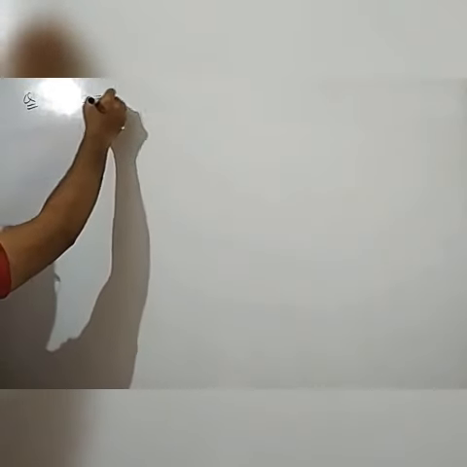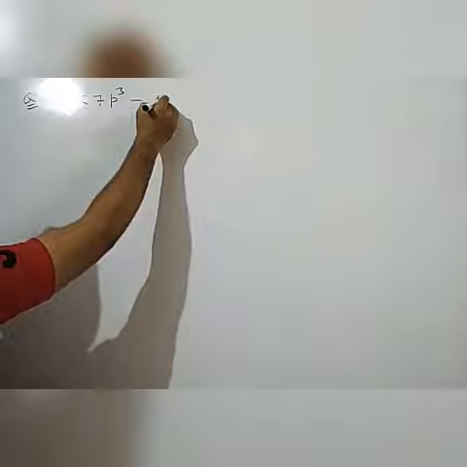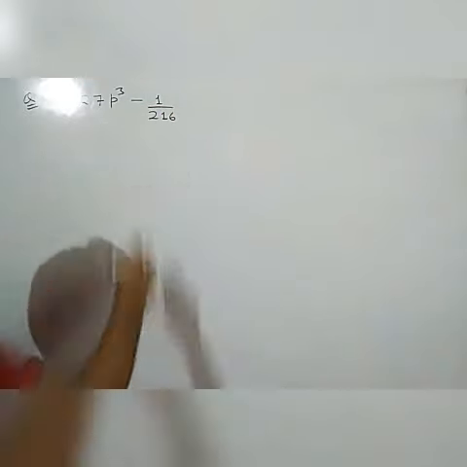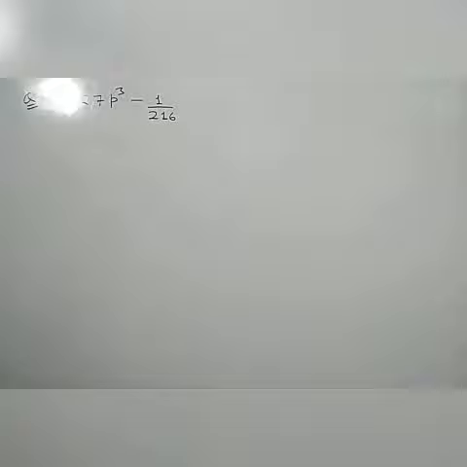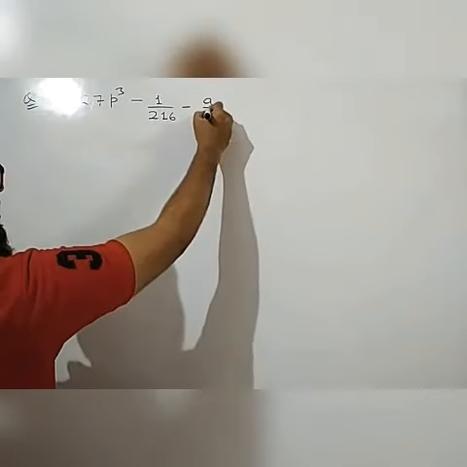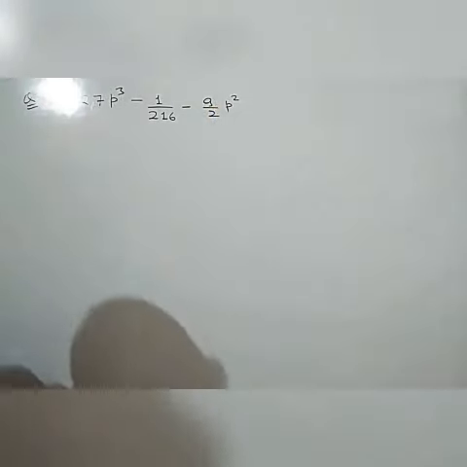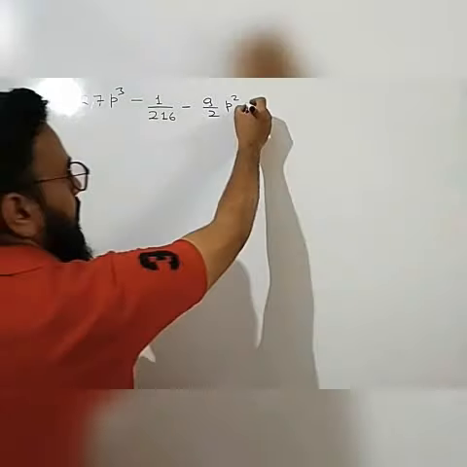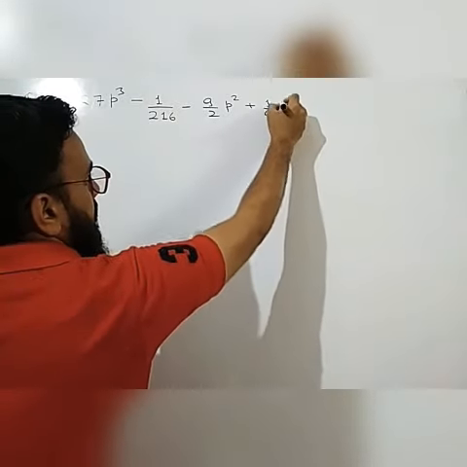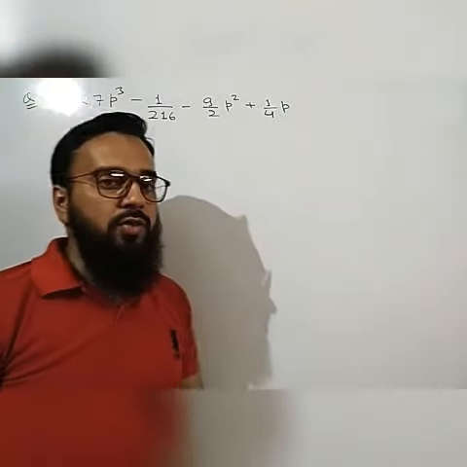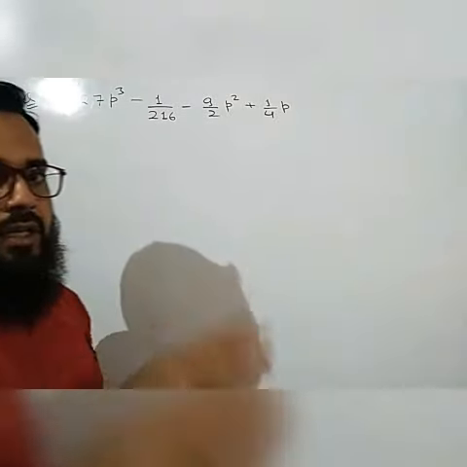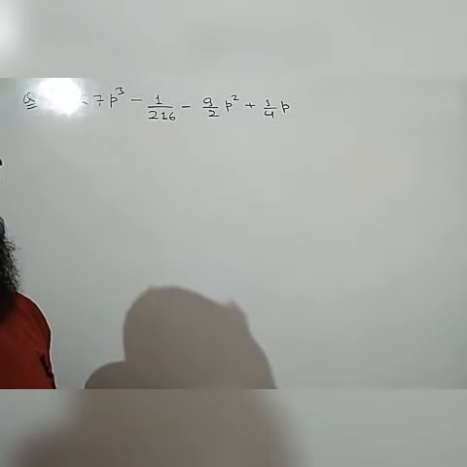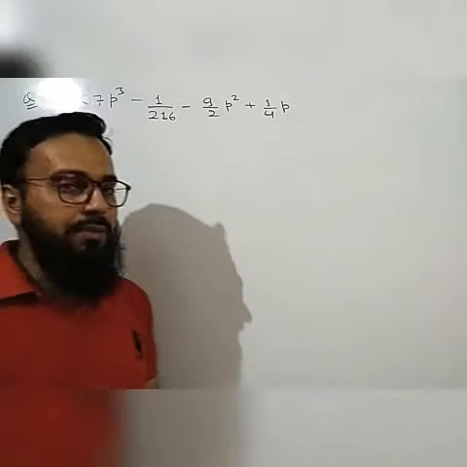it is again 27p cube minus 1 upon 216 minus 9 by 2 p square plus 1 upon 4p. Okay, so how will you be able to understand which particular factorization method you have to use? It will come by practice.